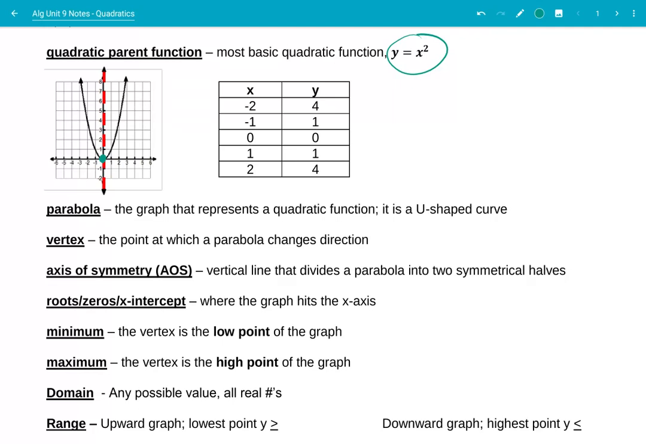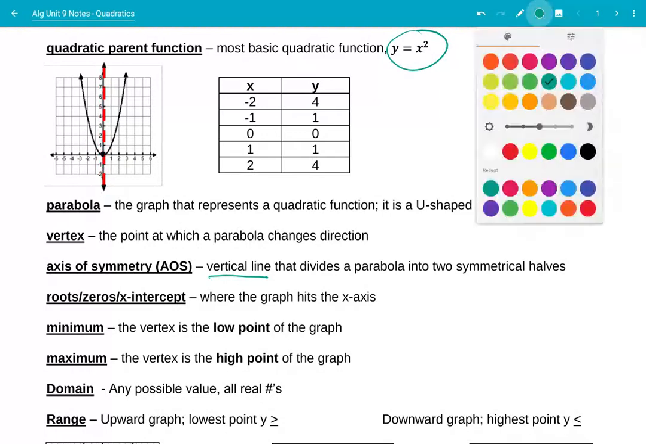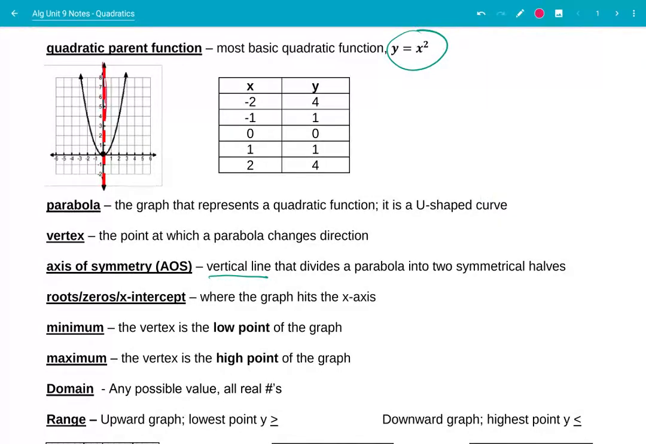We'll see that. The axis of symmetry is a vertical line that divides a parabola into two symmetrical halves. So that's what this red line is right here. This is the axis of symmetry. Now, notice it says it's a vertical line. So that means we're going to write it as an equation of a line. And since it's vertical, it's going to start with x equals. And this would be x equals 0 is what that axis of symmetry means.